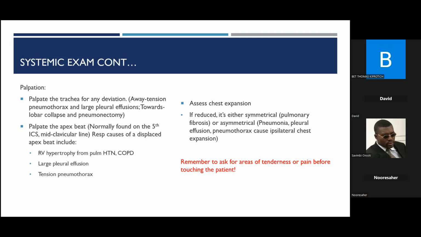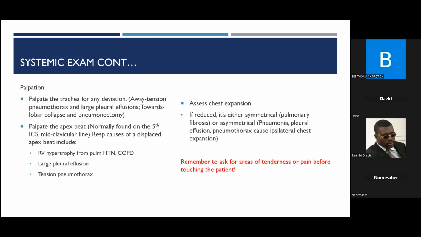contralaterally or ipsilaterally. Conditions like pneumothorax, where there's air from the outside that builds up in the chest cavity and compresses the lung, tend to push the trachea away from the pneumothorax. And then conditions like pleural effusions. And then other conditions like lobar collapse and pneumonectomy, which is a removal of a lobe of the lung, and fibrosis. These tend to deviate the trachea ipsilaterally, so they pull it towards the affected side.